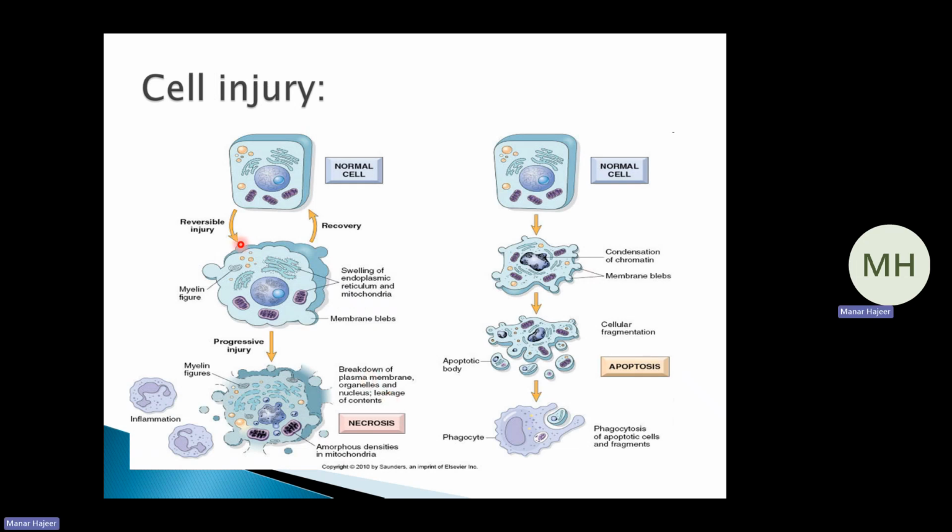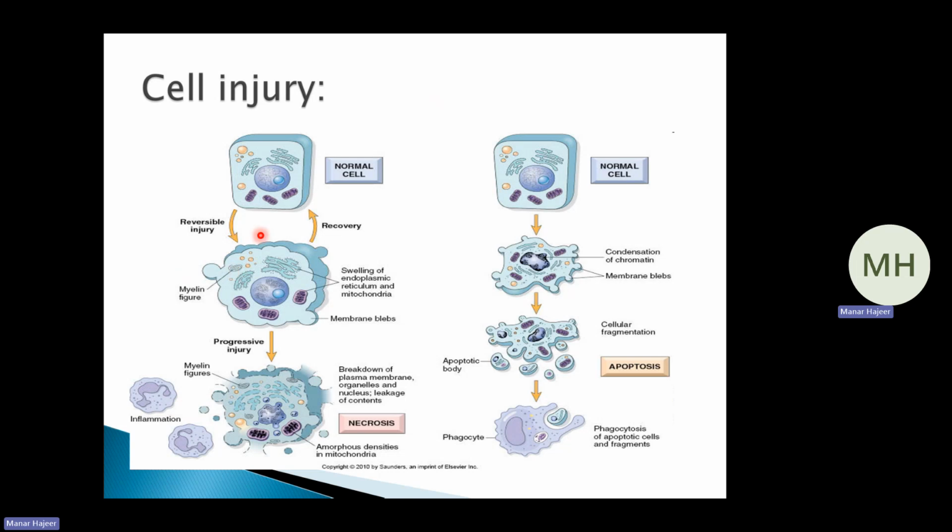To start with, cell injury is divided into reversible injury and irreversible injury, and this distinction is based on the following: when the injurious stimulus is removed, the cell in reversible injury can go back to normal. However, the cell in irreversible injury is at the point of no return. So even if we remove the injurious stimulus, the cell will not go back to normal.